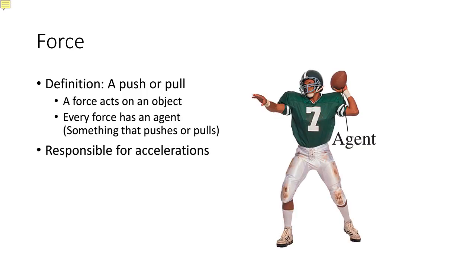Forces and free body diagrams. A force is a push or a pull. Every force acts on an object, and every force has an agent, which is something that pushes or pulls. In this diagram right here, the agent acting on the football is the person. The person is pushing or pulling the football to cause it to accelerate.